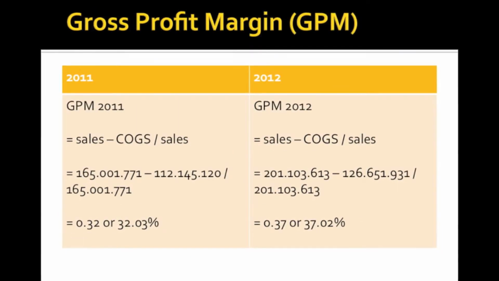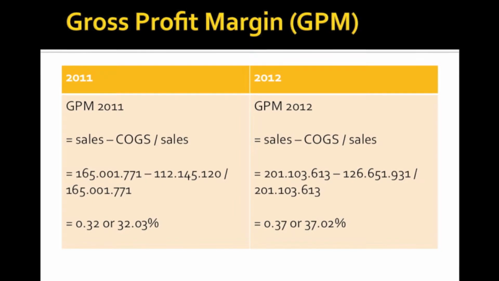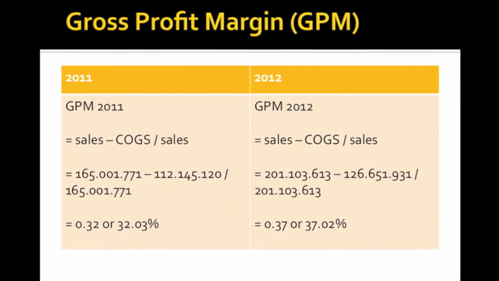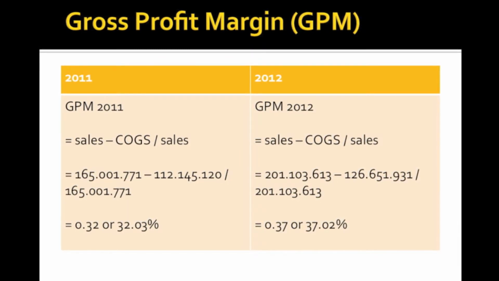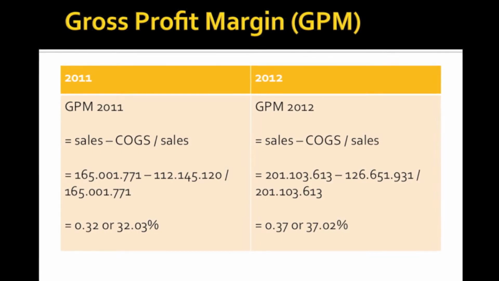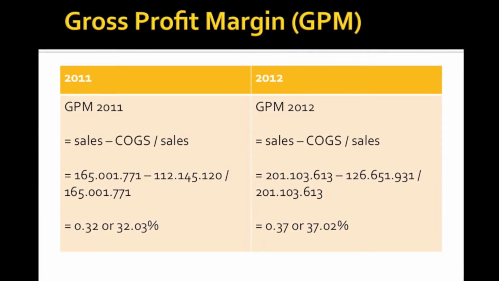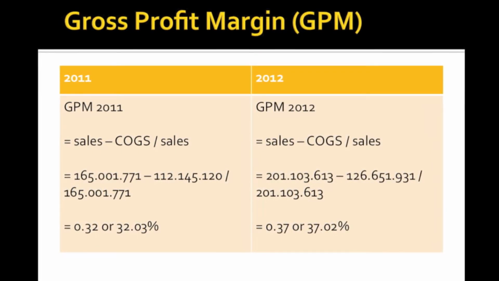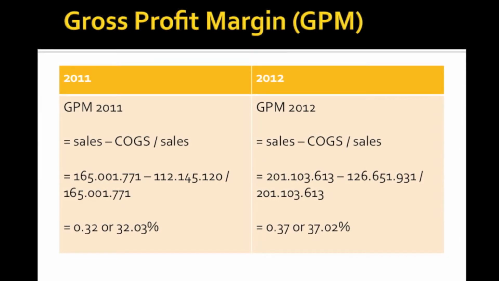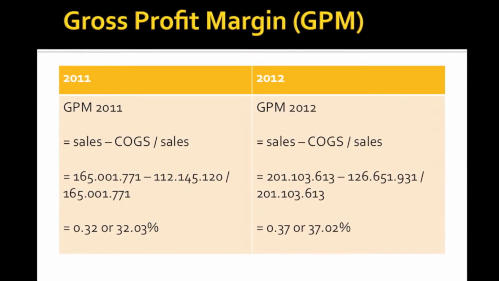From the calculation it showed that in 2011, Samsung is able to generate 32.03% of total gross profit. On the other hand, in 2012 Samsung is able to generate more, contributing 37.02% of total gross profit.